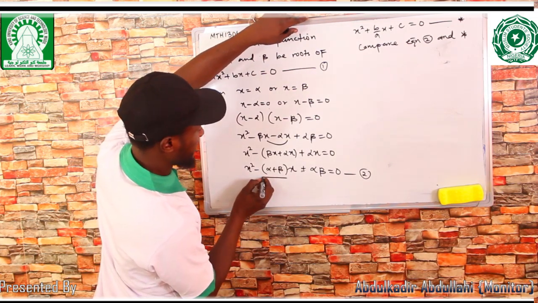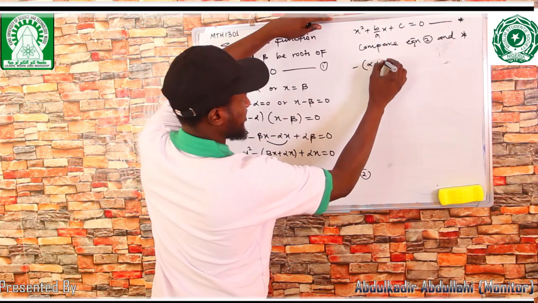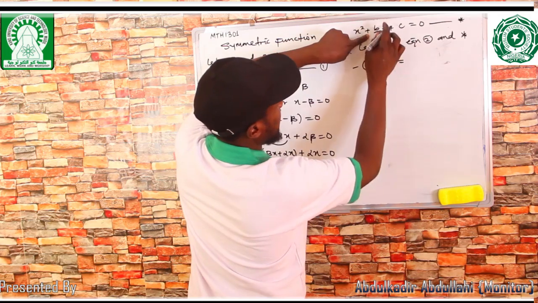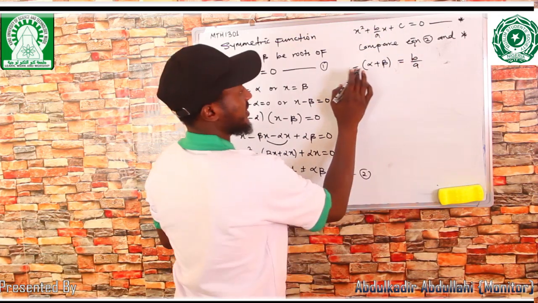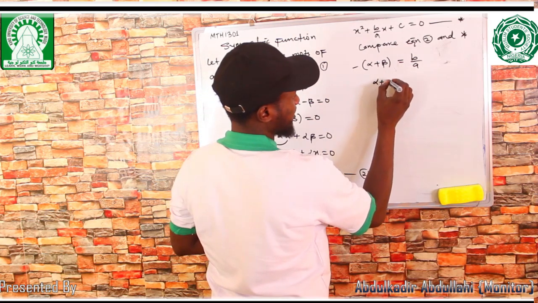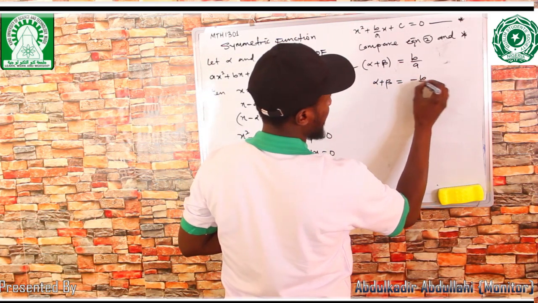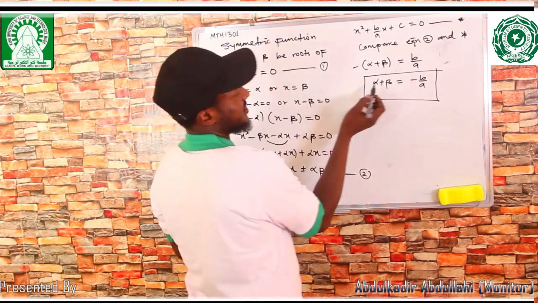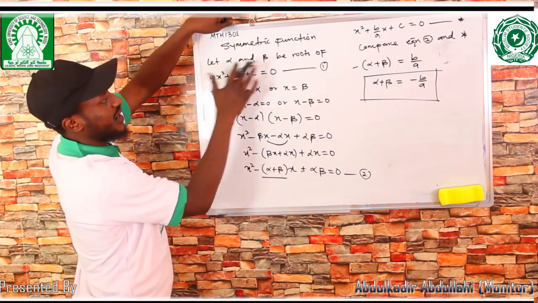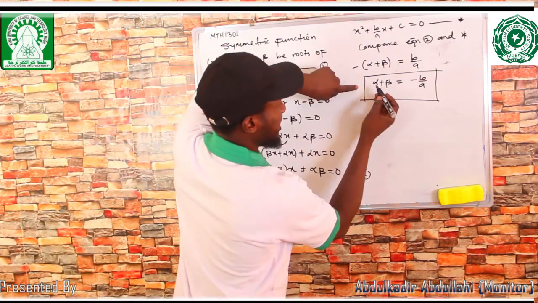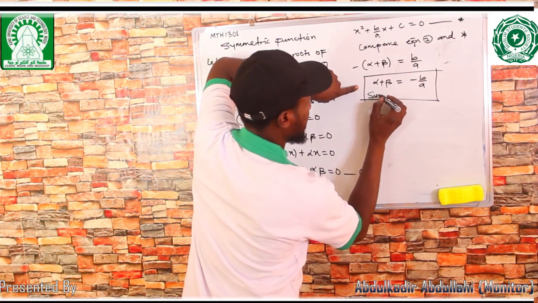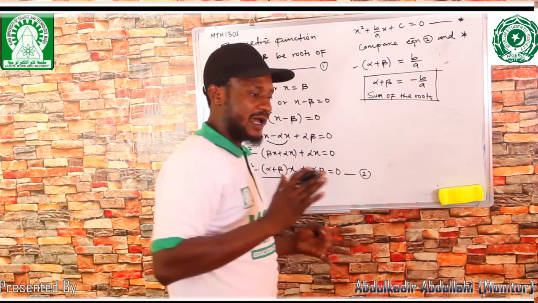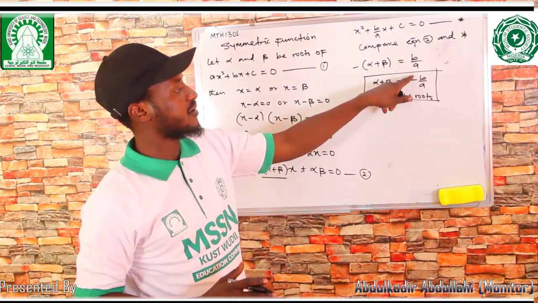By comparing, look at it. If I take the coefficient of x here, which is minus alpha plus beta, only the coefficient, it is equal to b over a. If I take minus out, I'm going to have alpha plus beta, which is equal to minus b over a. This is very, very important. Look at it, from the beginning, we said alpha and beta are roots of this. So the sum of the roots, that is alpha plus beta, means the sum of the roots. And the sum of any quadratic equation's roots is given as minus b over a.